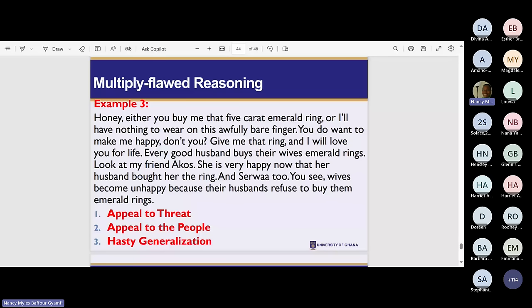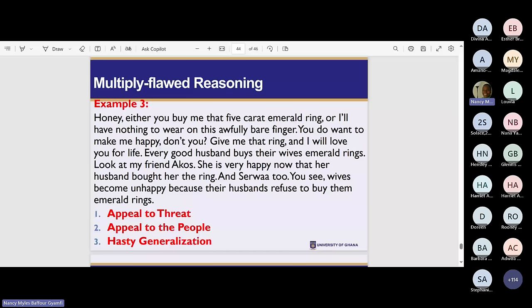And then the one that is a hasty generalization. Which part is a hasty generalization? Give me that ring. I'll love you for life. No, I'm looking for hasty generalization. Wives become unhappy because their husbands refuse to buy them emerald rings.